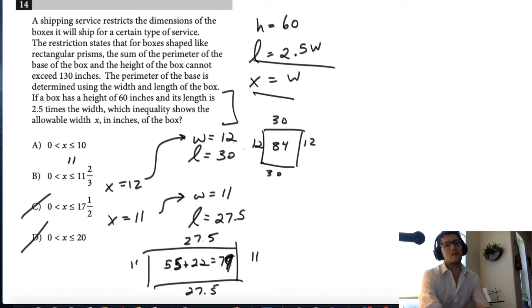So 77 and 60 is more than 130. Right? Because 70 and 60 is 130. So it must be A. That would be the best way to do it.